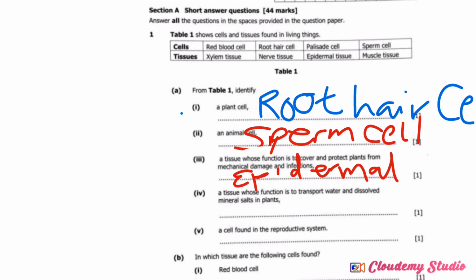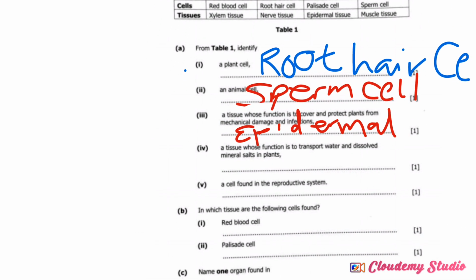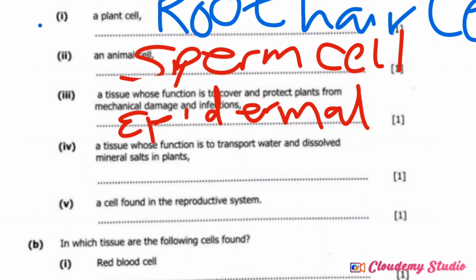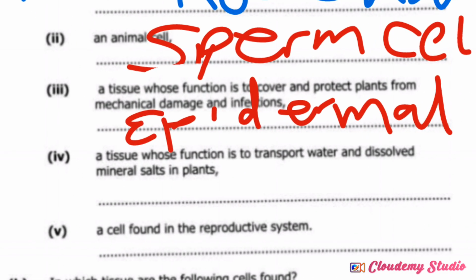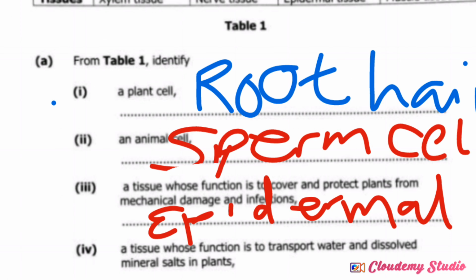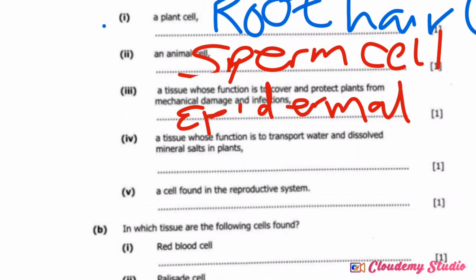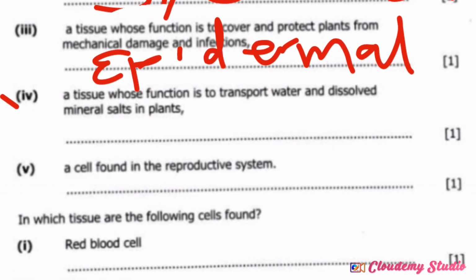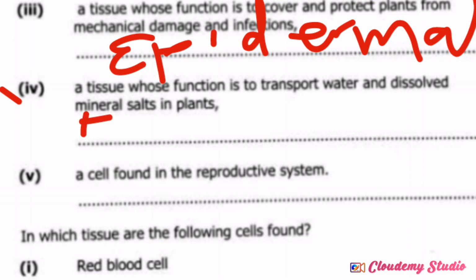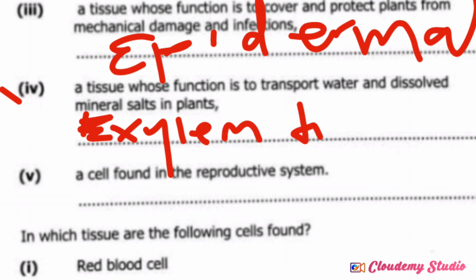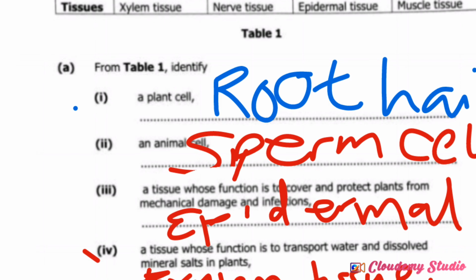The next question is about the same table. A tissue whose function is to transport water and dissolved mineral salts in plants. So here, fast forward now. Already we said we have got 2 plant tissues. We have got the xylem tissue and the epidermal tissue. And I said the xylem tissue is the one which is used for transportation. So here where they ask about transportation, definitely the answer is the xylem tissue. So xylem tissue is the answer here. Then we go to the next question.